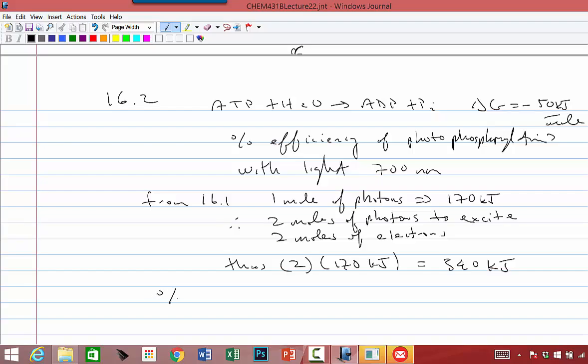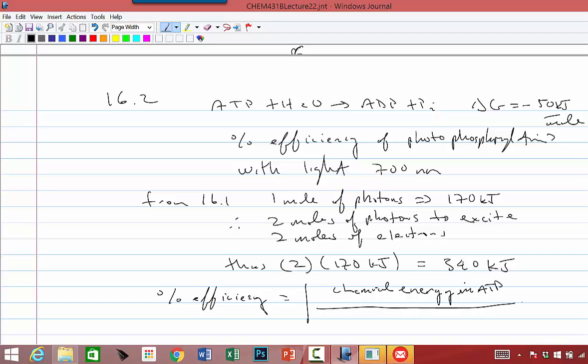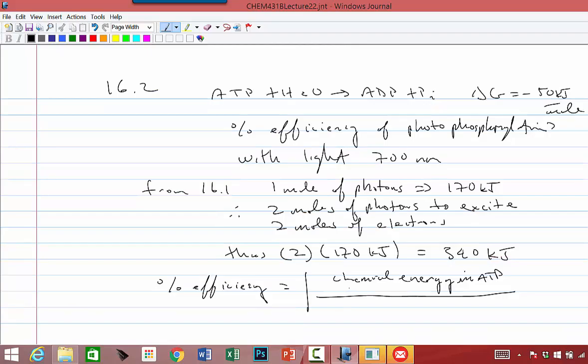So the percent efficiency is going to be equal to the absolute value of the chemical energy in ATP divided by the energy in the photons, multiplied by 100.